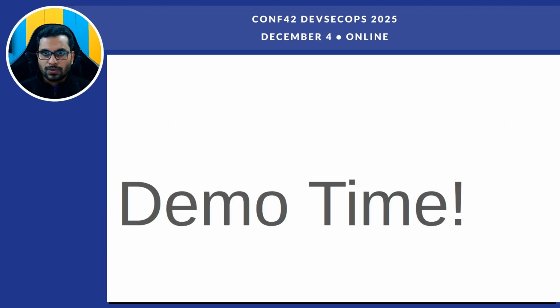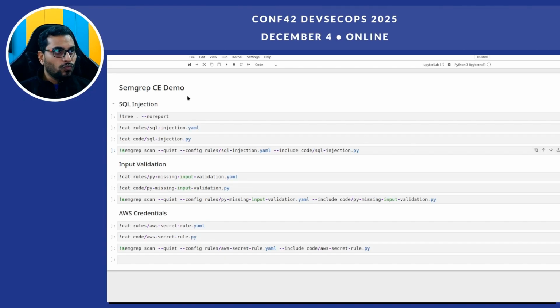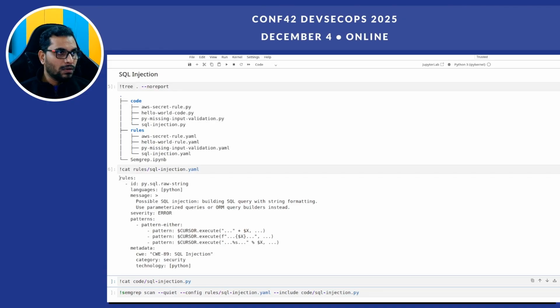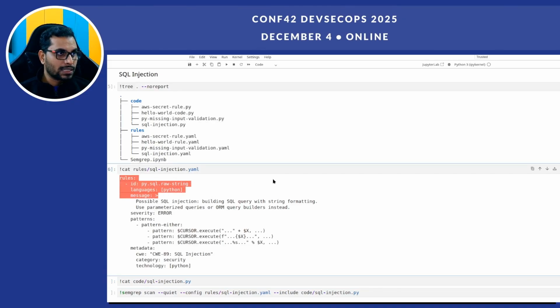Let's look at a very quick demo and see a few rules and code. As you can see here, we are looking at 3 types of rules. You have already seen our Hello World program. Other than that, we have 3 more sets of rules and corresponding programs here. Let us start with the first one, which is SQL injection. Let us look at the file first. This is the rule for SQL injection. What we'll see here is 3 patterns. It's a pattern-either, so if any of these patterns match, it's an SQL injection.